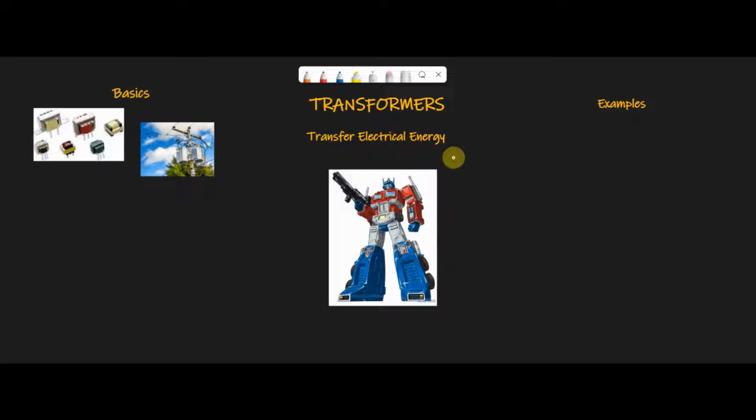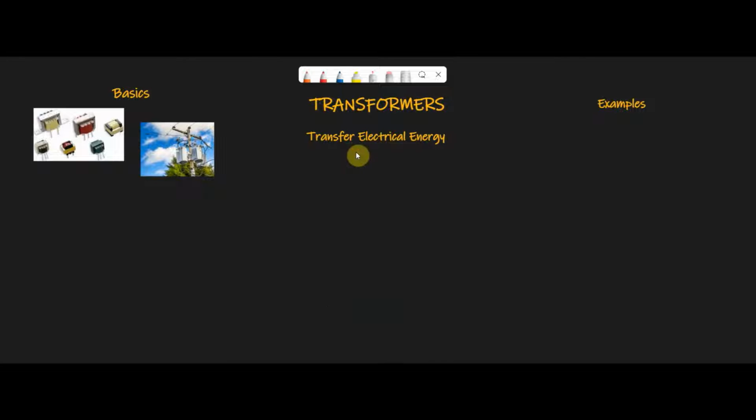So for all you youngsters out there, just want to make sure that you understand that this is not a transformer that we will be discussing today. So let's just delete that and get back with what an actual transformer is and what it does for us.